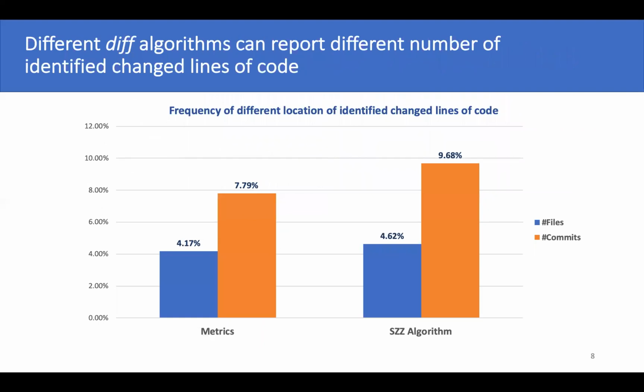The results show that the percentage of files having a different location of identified change lines of code are 4.17% and 4.62% on average in the application of metrics and SZZ algorithm respectively. Considering the commits, we found that the different location of the change lines of code accounting for 7.79% in metrics and 9.68% in SZZ application averagely.